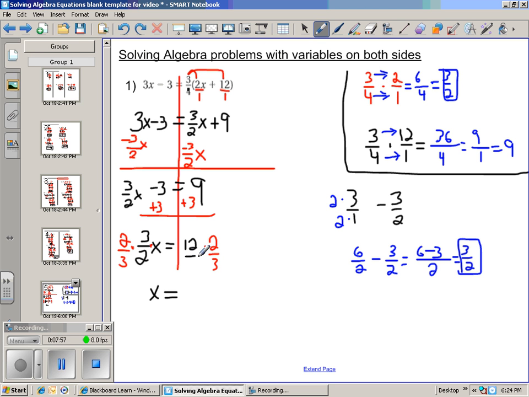So let's turn this 12 into a fraction. And then we're going to multiply straight across. 12 times 2 is 24. And 1 times 3 is 3. And now you want to think of this as a fraction that can be reduced. How does 24 over 3 reduce?